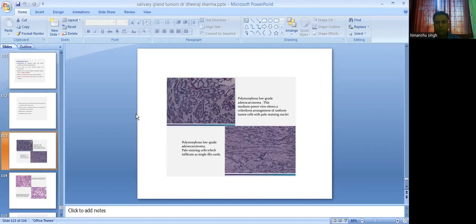These are the photographs. The upper photograph shows a medium power view, a cribriform arrangement of uniform tumor cells with pale staining nuclei. And in the lower photograph you can see pale staining cells which infiltrate in a single file fashion.